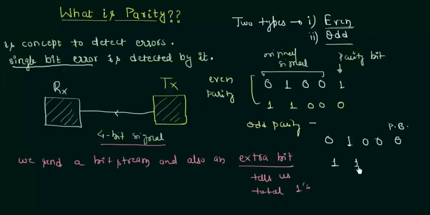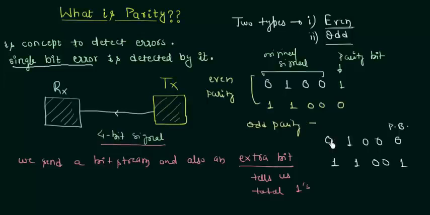And let's take this one. In case of odd parity, 1 1 0 0, here we can see that the number of 1s is even, and in odd parity we want the total number of 1s as odd, so we will add 1 here. So this is very simple, but how are we going to detect the error now? Right now we know that in parity we just add an extra bit, which tells us about the total number of 1s, whether they are even or odd.